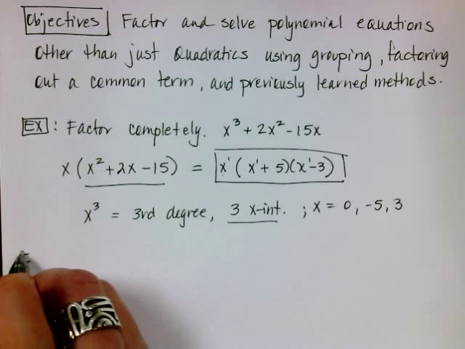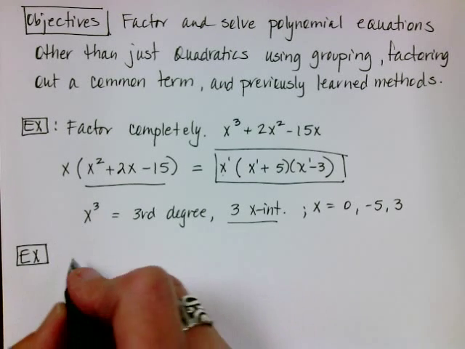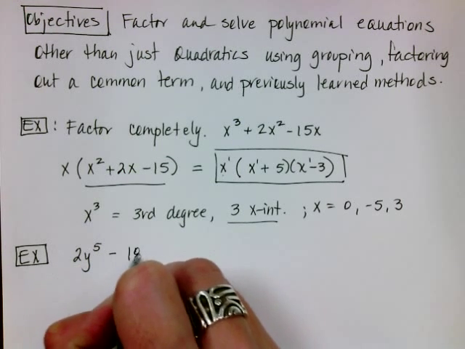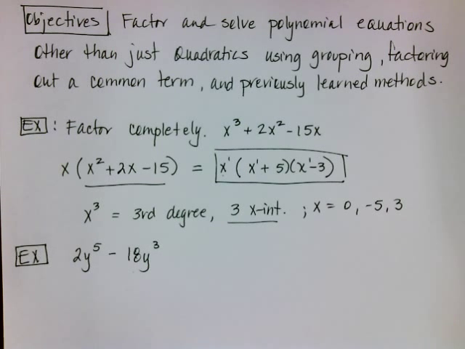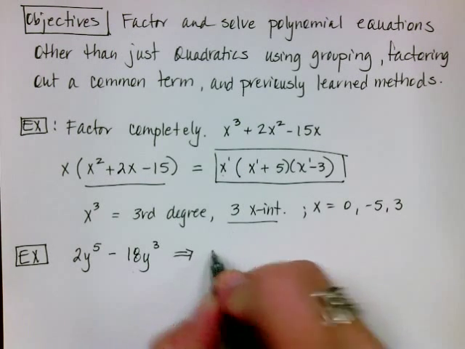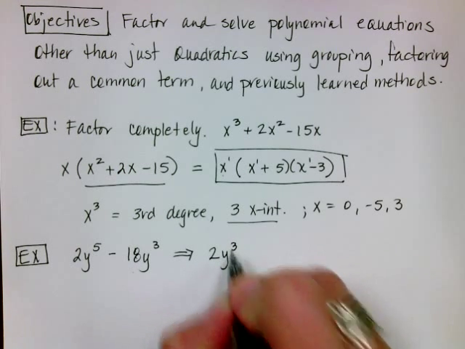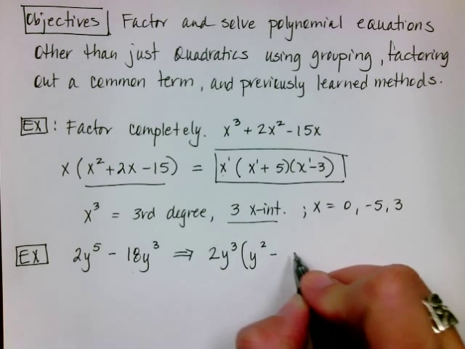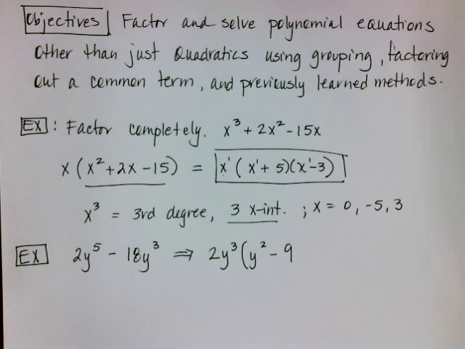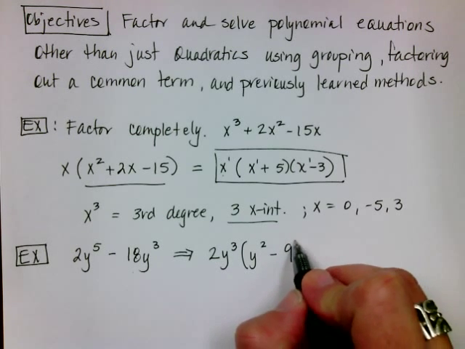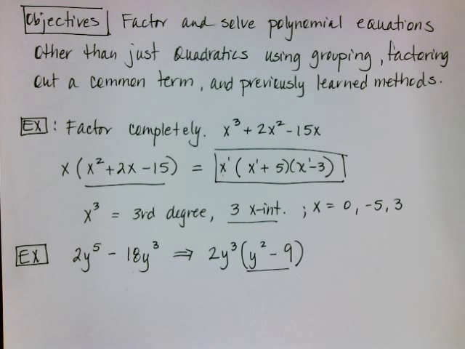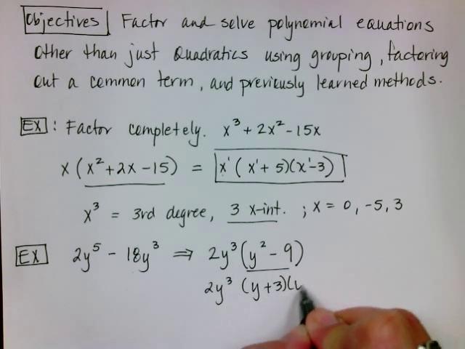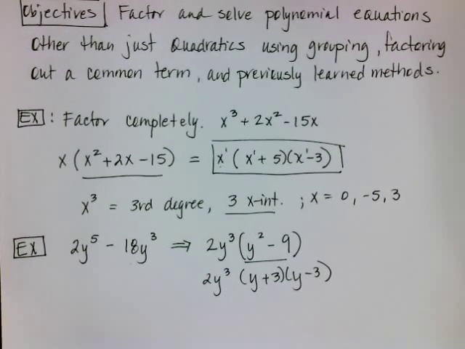All right, one example down, a few to go. So this one wants you to factor again. I'm going to have 2y to the 5th minus 18y to the 3rd. So if you'll notice, these both have a 2 in common and a y to the 3rd in common. If I factor that out, I'm going to get y squared minus 18 divided by 2 is 9, and y to the 3rd divided by y to the 3rd is just 1. Now I can keep factoring that. So this is going to be 2y to the 3rd, and then y plus 3, and y minus 3, because that's a difference of two squares.